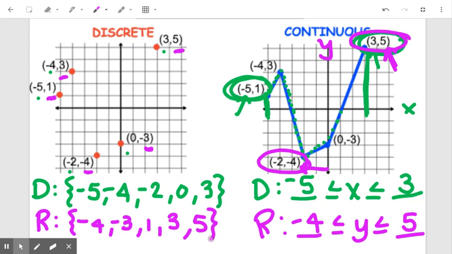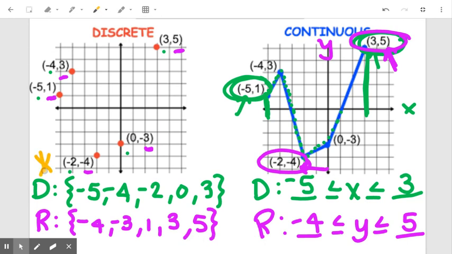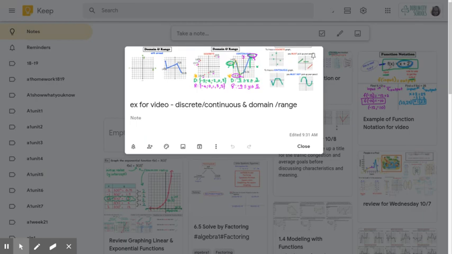So when you have a discrete graph, you're going to list out, just like right here, the specific numbers that are involved. When you have a continuous graph, you have to have intervals because, again, you have all those little points in between. We can't list them all, so we have to write inequalities. All right, couple more things.